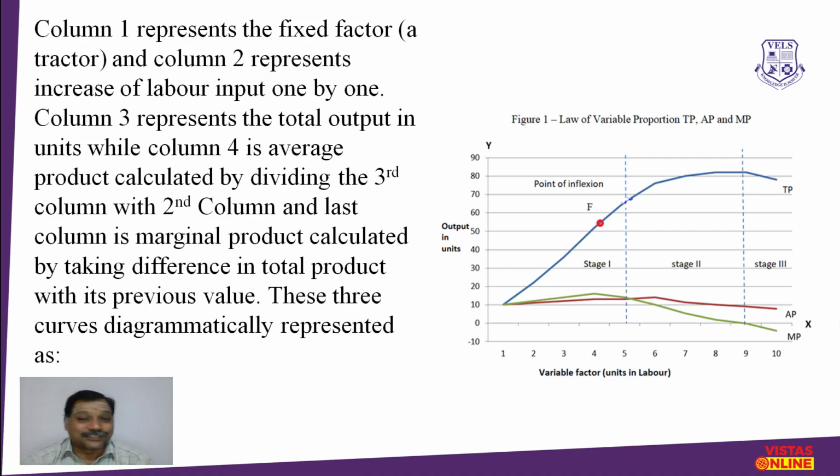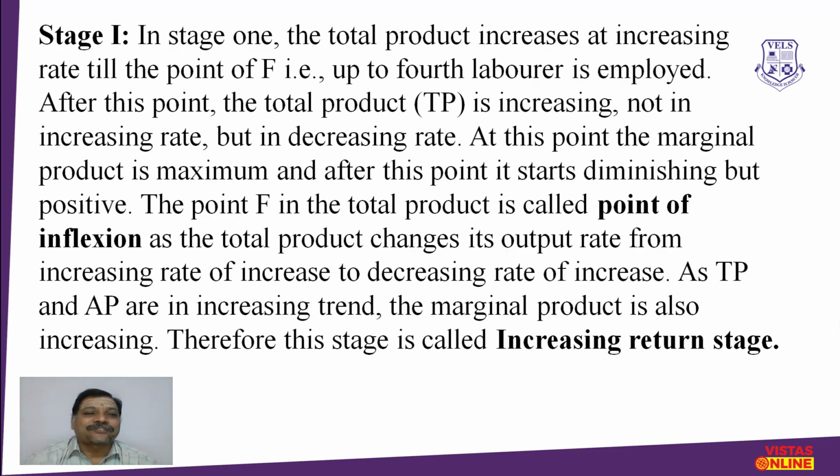First we should know what is point of inflection. For that, first we should divide the particular production schedule into three stages: stage 1, stage 2 and stage 3. In stage 1 itself, the point of inflection is coming. In the first stage, the total product increases at an increasing rate till the point F. Why? Because the fourth labor is employed.